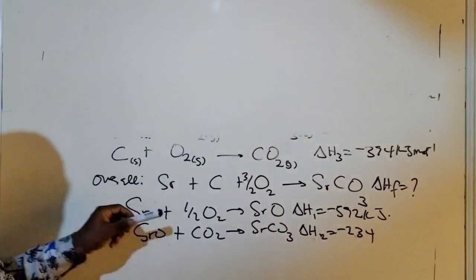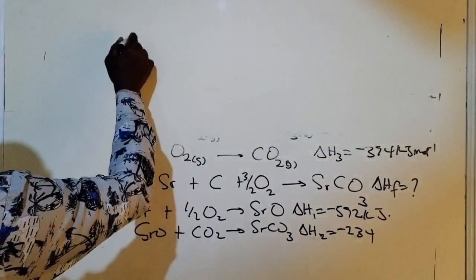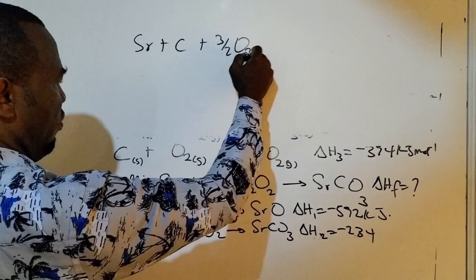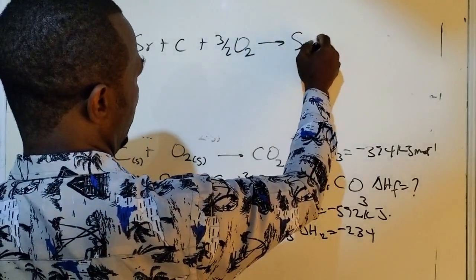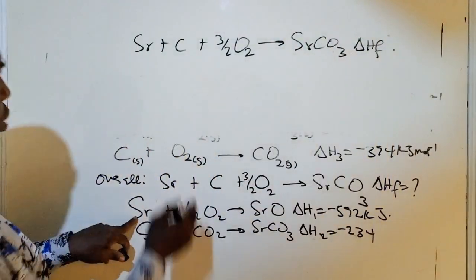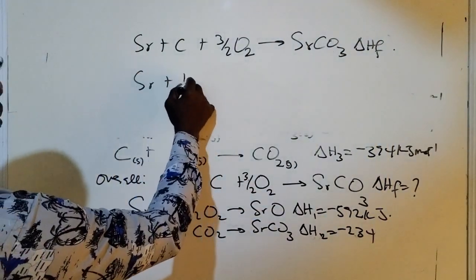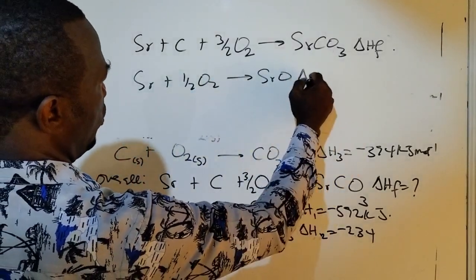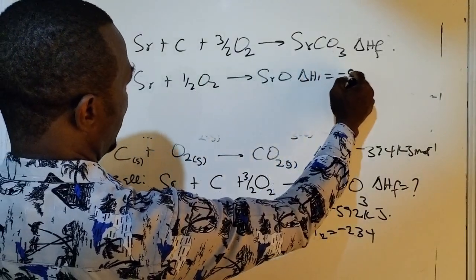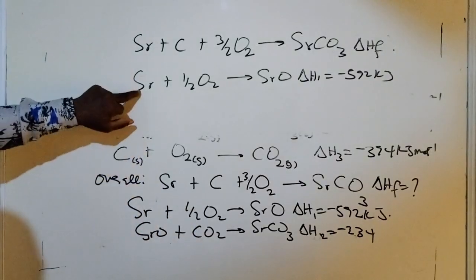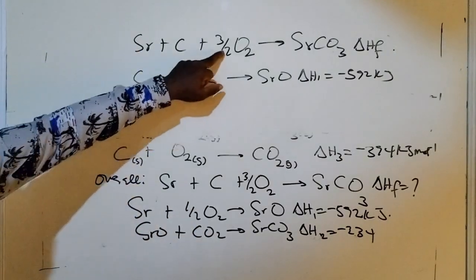The main equation is this one here: Sr plus carbon plus 3/2 moles of oxygen. That is the one we are looking for, the enthalpy of formation. Then equation 1, Sr plus oxygen. As I told you, in each equation, check which substance is in the equation that is found in the overall equation. Strontium is here, strontium. Oxygen is there, oxygen is there.